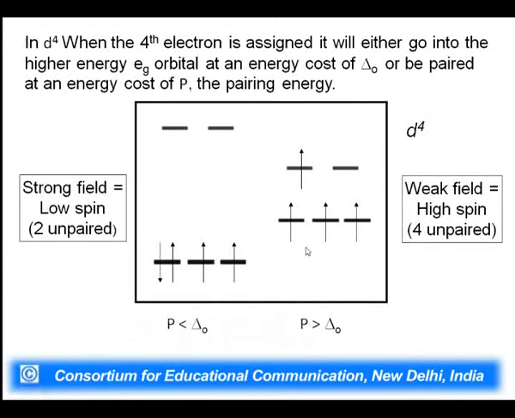So, pairing becomes difficult because pairing energy consumes more energy than placing an electron into the higher EG level. Hence, what we conclude is that the 10 dq value, whether it is more than P or less than P, is going to decide whether a strong field case low spin complex is formed or in a weak field case a high spin complex is formed.